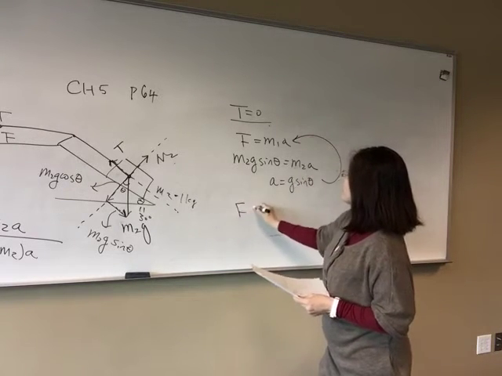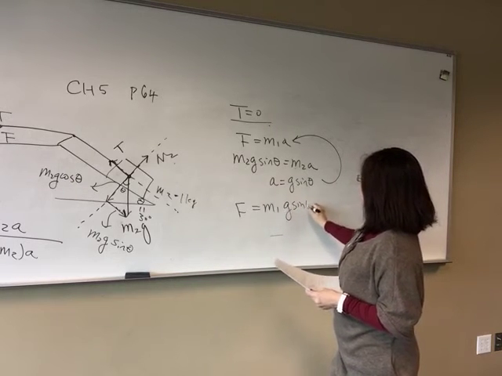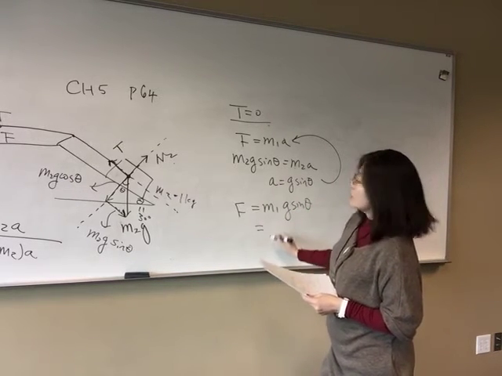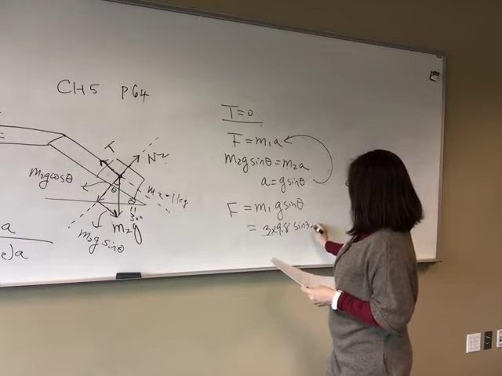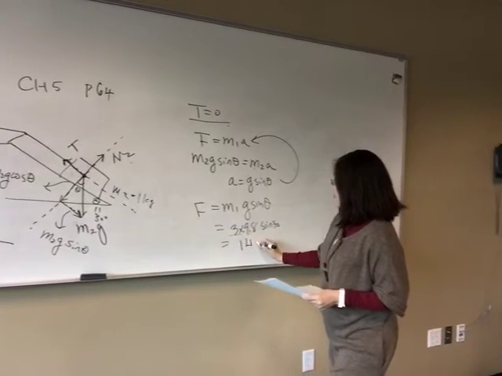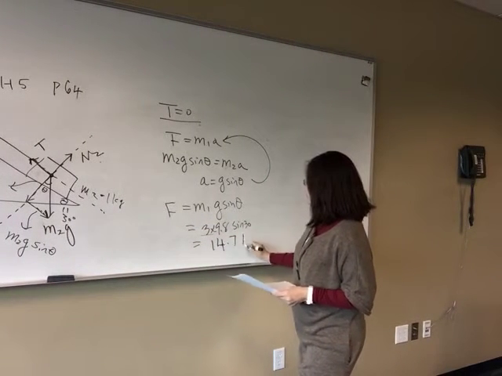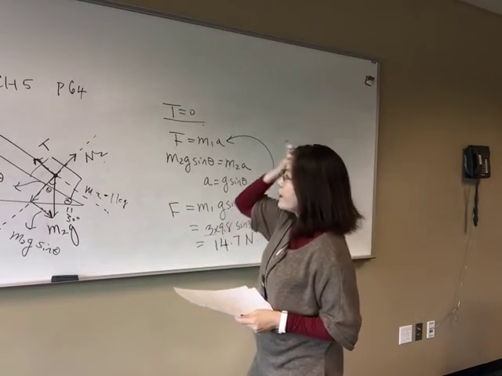So your F is just M1 times G sine theta. Okay, so M1 is given, which is 3, G is 9.8 times sine of 30 degrees. So your F here now is 14.7 Newton. Okay, so it's not as difficult as you think.